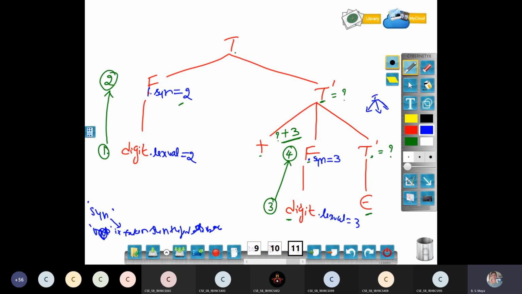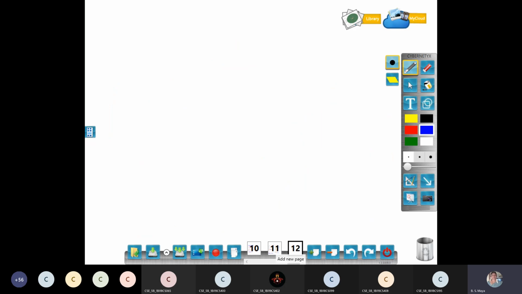See, are you able to find me? Is it possible to find out that T dash? No. Okay. Now take down the definition of inherited attribute. What is an inherited attribute? Yesterday I already gave the definition. Just to understand the definition, I am explaining through the problem.